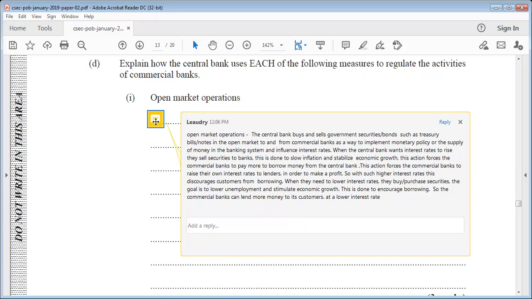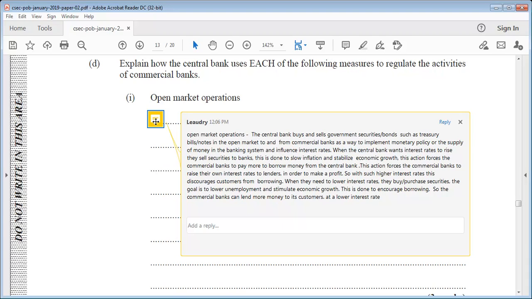So when the central banks want rates to rise, they sell securities to banks. Now, this is done to slow inflation and stabilize economic growth. Now, this action, what it does, it forces the commercial banks to pay more to borrow money from the central bank. Now, this action forces the commercial bank in turn to raise their own interest rates to lenders in order to make a profit. So with these higher interest rates, this would discourage customers from borrowing.